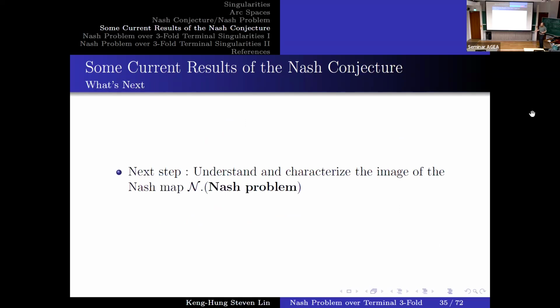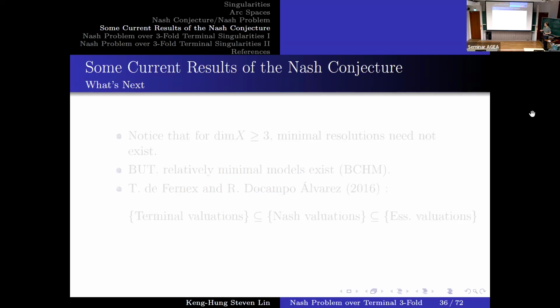Okay, so we know that the Nash map is in general not surjective. So the next question is, what is the image of the Nash map? The next step is to try to understand and characterize the image of the Nash map. This is the so-called Nash problem, the problem of characterizing the image of the Nash map.